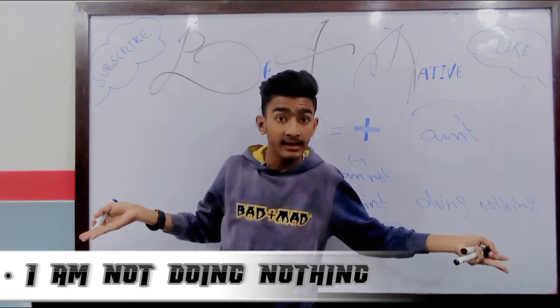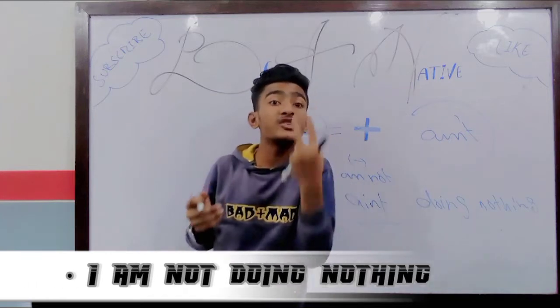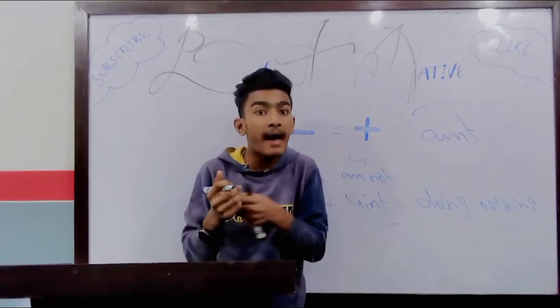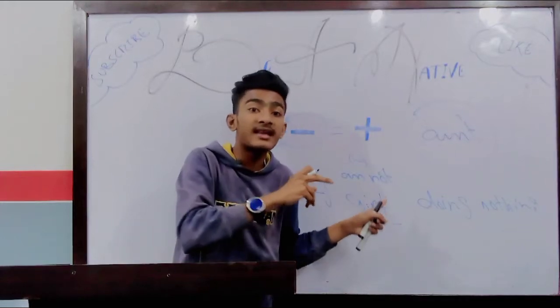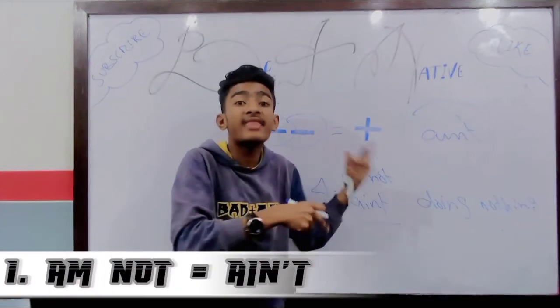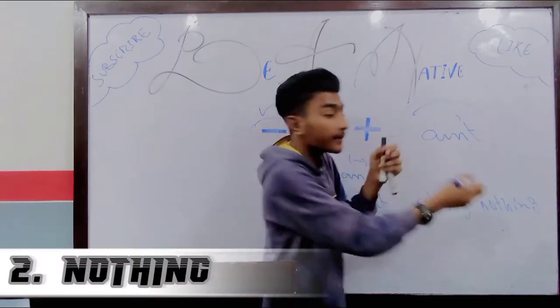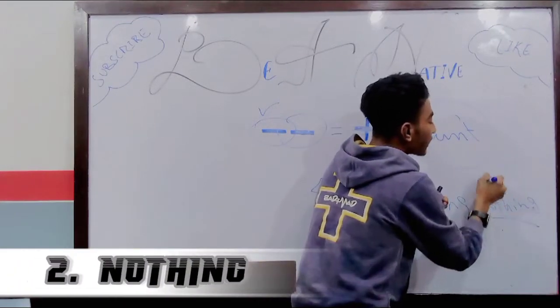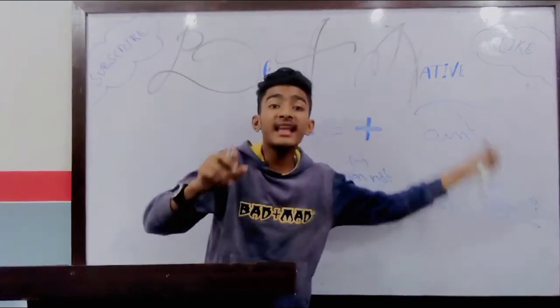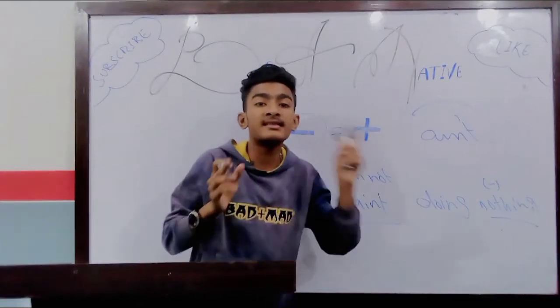I am not doing nothing. So let me tell you people, there are two negative words, you might have known about it. The very first negative word is am not, which is ain't, and that is the first negative word. And the second negative word is nothing. Let's underline it and let's write the minus on it. So the negative sentence is, the negative word is ain't.